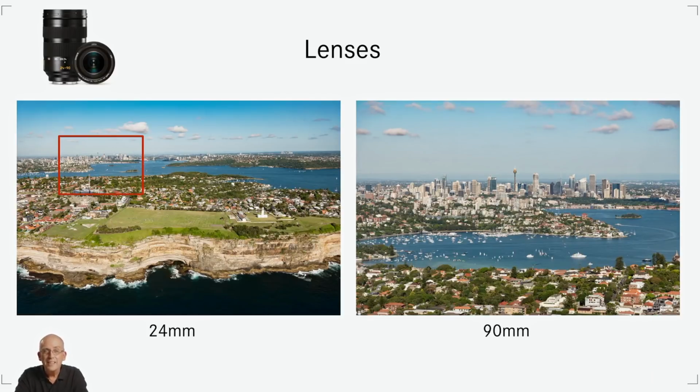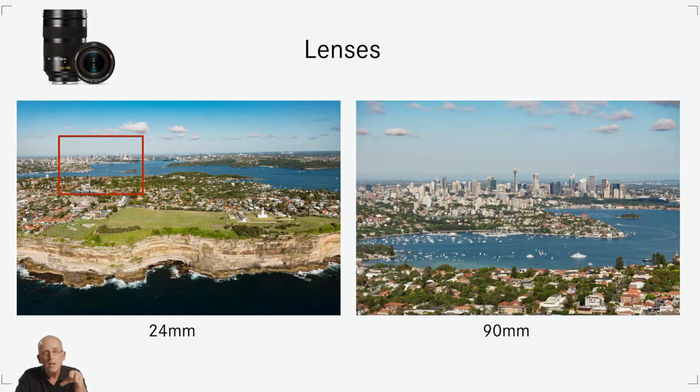There you go. There's the 24 to 90 zoom, which is the sort of standard lens, if you like, for the SL2 and the SL2S. And if you look in the left-hand side, you'll see there's a little red box, and that is the 90 mil framing. And then there's the 90 mil shot on the right. So you can see there's an enormous variation between the two.